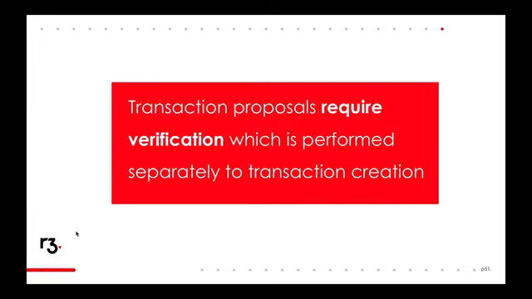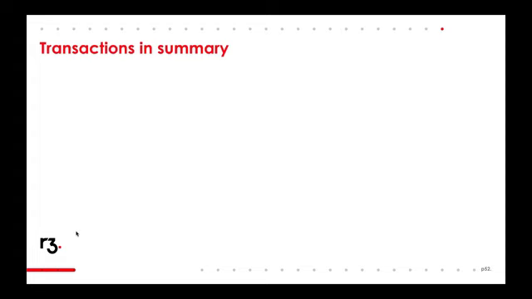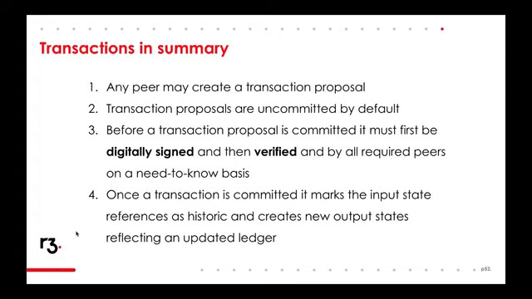Just to reiterate, transaction proposals require verification, and this verification is performed separately to transaction creation. So, in summary, anyone can create a transaction proposal and they're uncommitted by default, but before they are committed, they must be digitally signed and verified by all the required peers on a need-to-know basis. Verification happens via the contract code, which will be discussed in the next webinar. And once a transaction is committed, I'm missing out the notary service for now, but let's assume that the notary service has signed it as well, then the referenced input states will be marked as historic, and the newly created output states reflect the updated ledger.